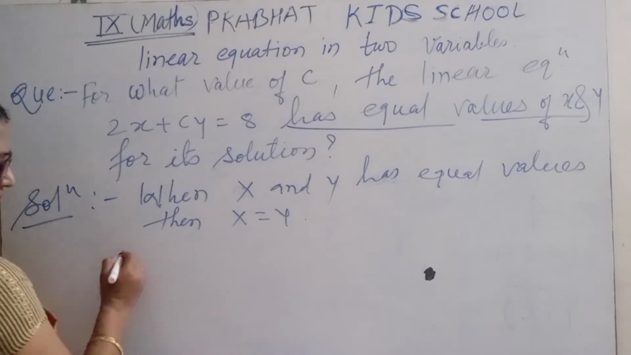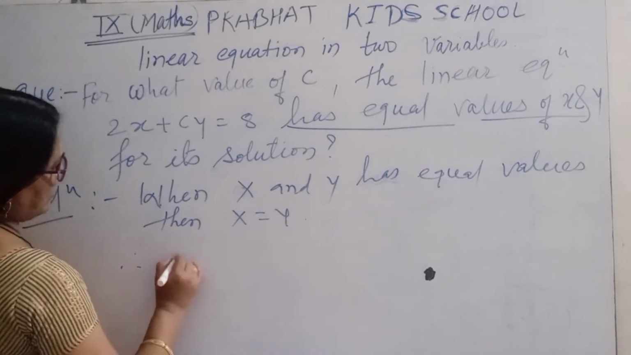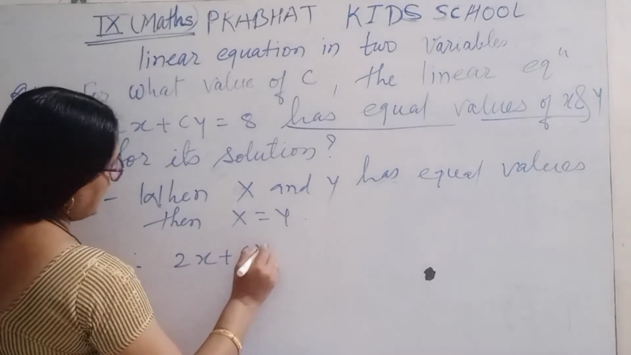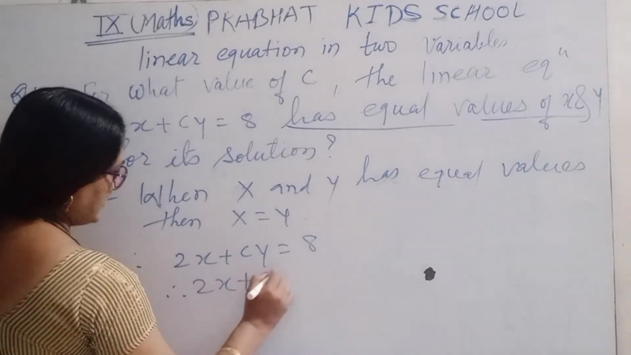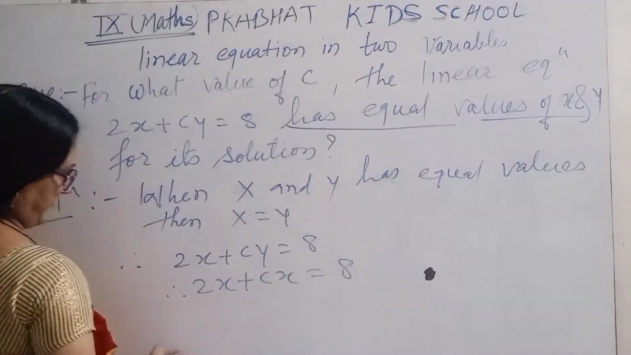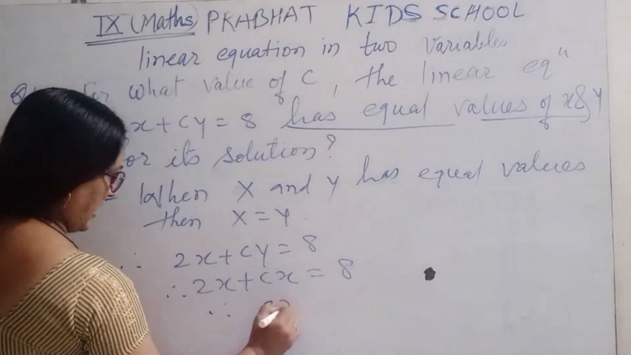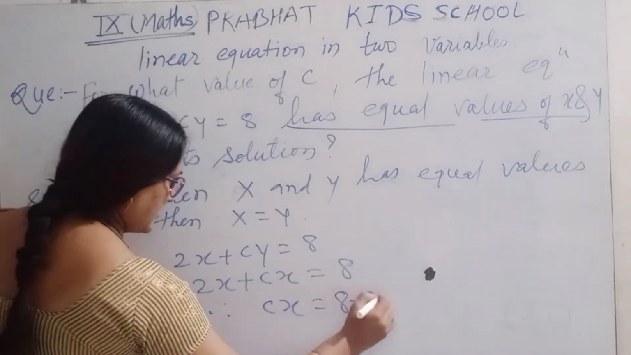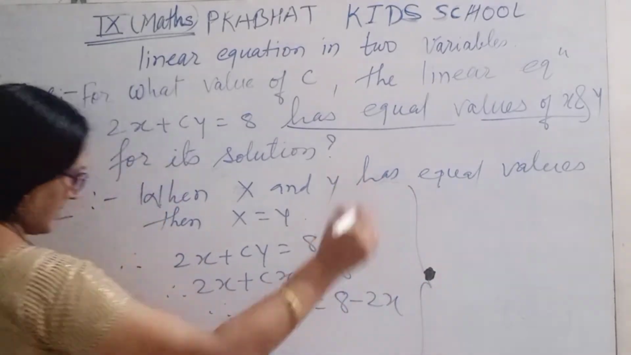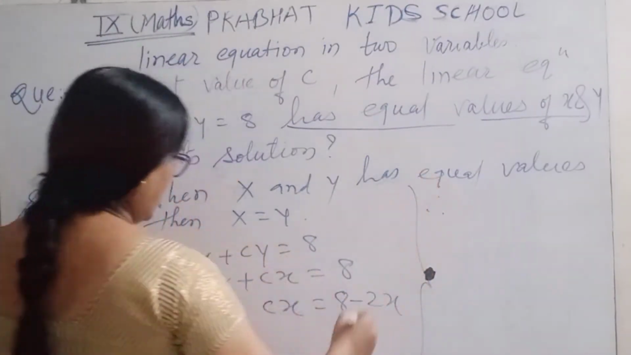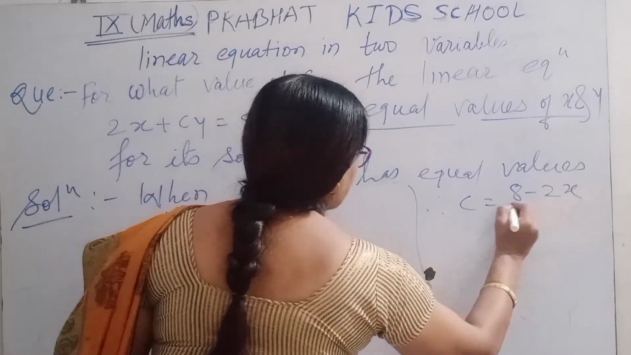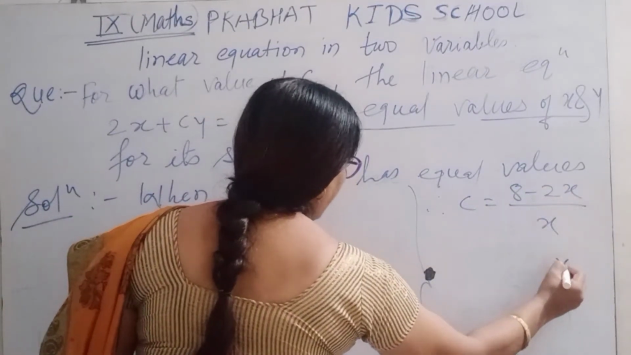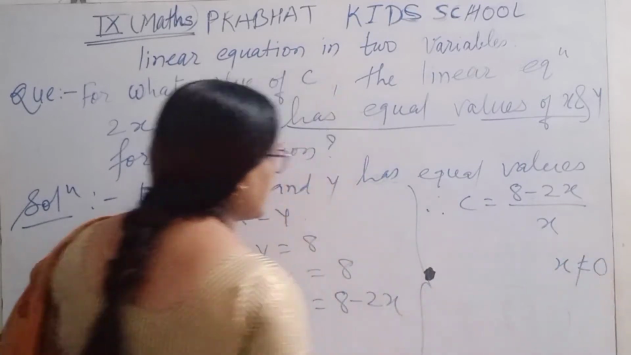Therefore the equation 2x plus cy is equal to 8 becomes 2x plus cx is equal to 8. Therefore cx is equal to 8 minus 2x. Therefore c is equal to (8 minus 2x) divided by x, where x is not equal to 0.